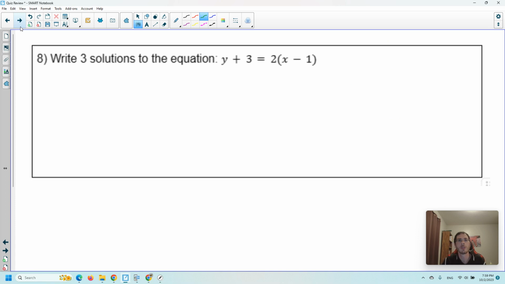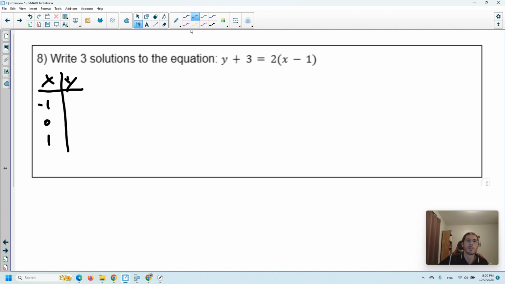For 8, write 3 solutions to this equation. So you get a little bit of freedom. There's an infinite number of correct answers for this one. But I think I'm just going to pick 3 x values because it just says I have to get 3 solutions. So I'm just going to pick -1, 0, and 1 and figure out what the y has to be. It seems like that's pretty easy.